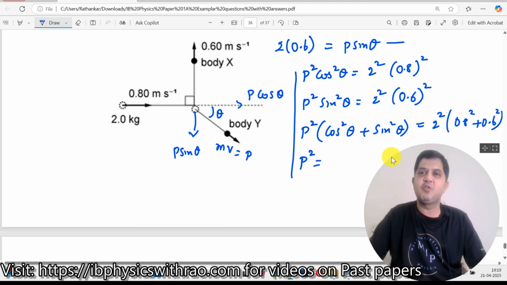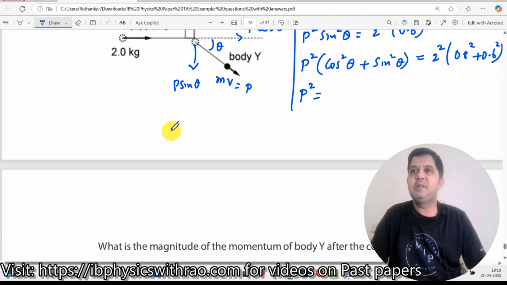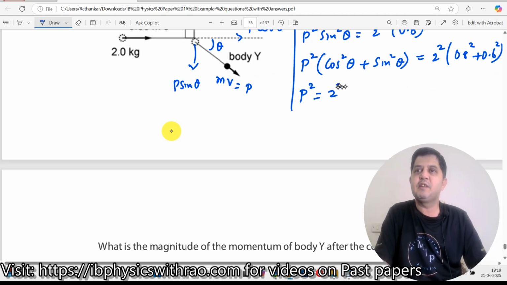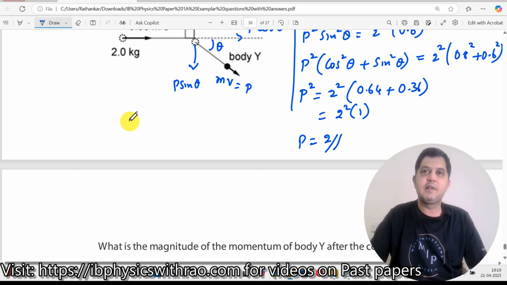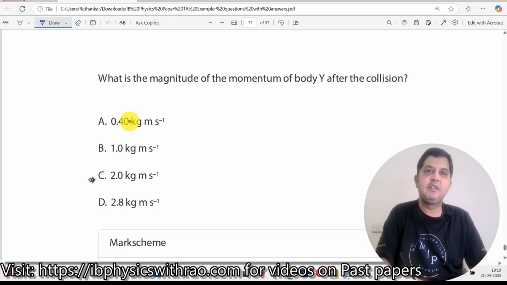So p square should be equal to 2 square into, 0.8 square is 0.64, 0.6 square is 0.36. Now when I add these two, it becomes 2 square into 1, which is equal to 2 square, and p should be equal to 2. So what is the answer? The answer is 2 kg m/s.